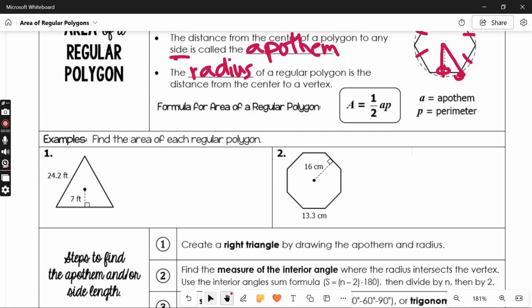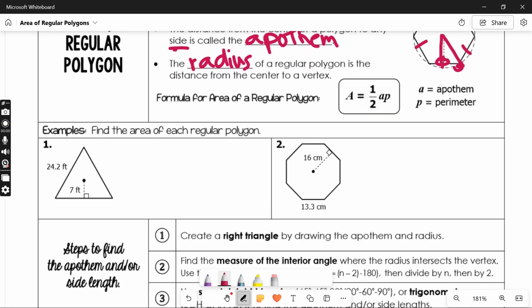Okay. So find the area of each regular polygon. So first we're going to find our apothem. So our apothem is the distance from the center to the side. So this is 7. And we're going to find our perimeter. On this one we have 3 sides. So we're going to do 3 times our side length, which is 24.2. When I multiply that, I get 72.6.